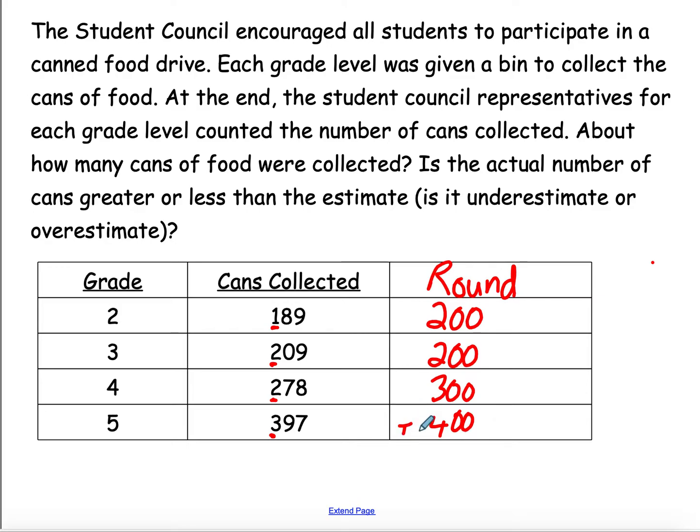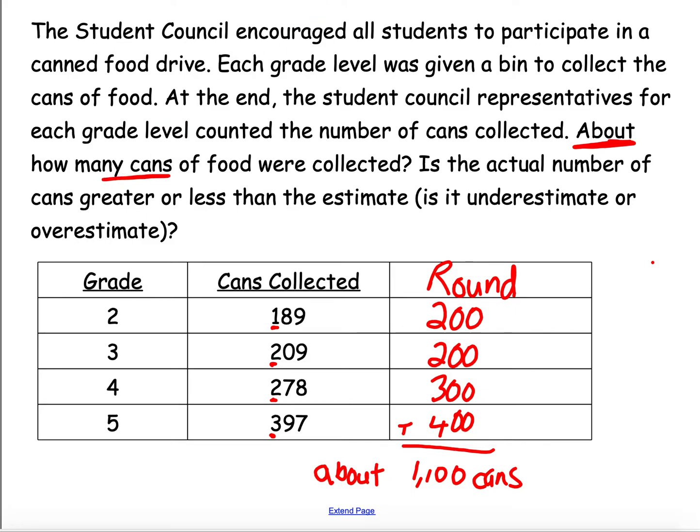So the next thing I will do is add them. 2 and 2 is 4, plus 4 is 8. Come back to the 3, which is 11. So about 1,100 cans. But that's just this first part here. It tells me about how many cans were collected.